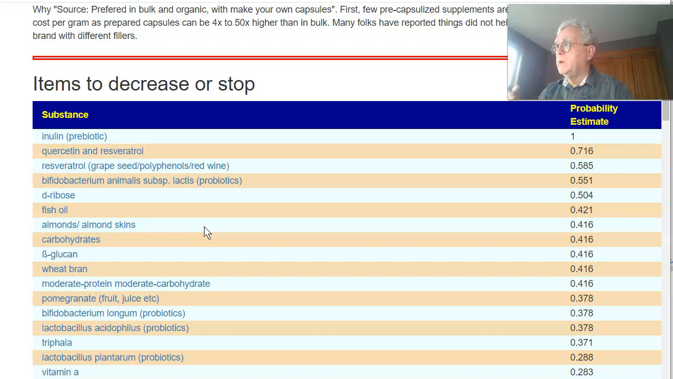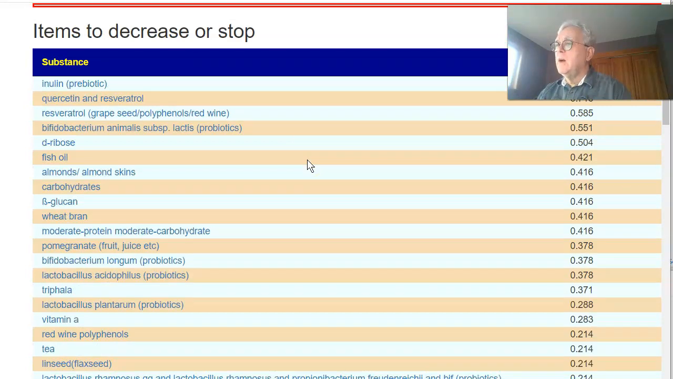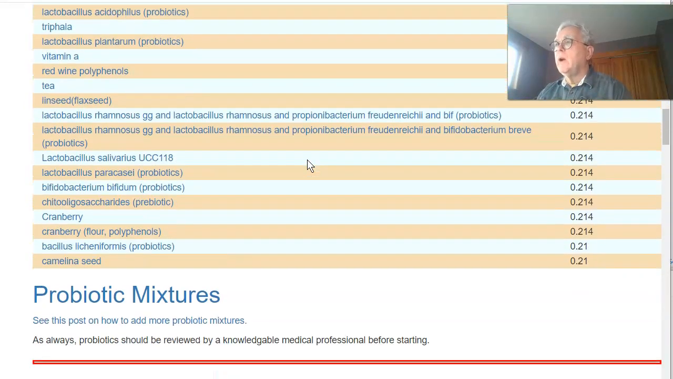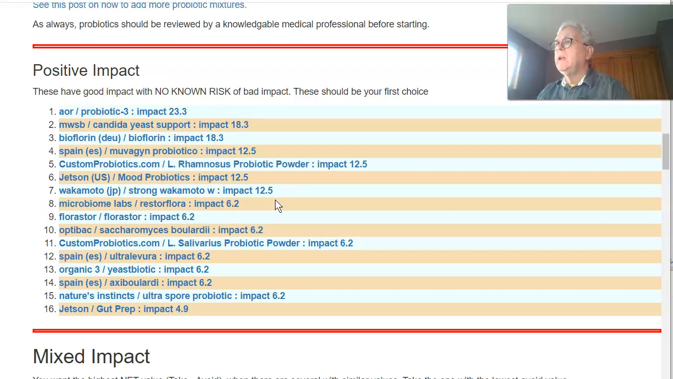They should be reviewed by your physician, and then a selection made. Generally, things to be decreased or stopped are things you probably want to try to avoid if you can. We have a whole bunch of probiotics on that, which makes it very easy because we can just simply avoid those probiotics. And then what we have down below is the probiotic list, which are ones which have no known risk of a bad impact against the specific bacteria which we have selected.